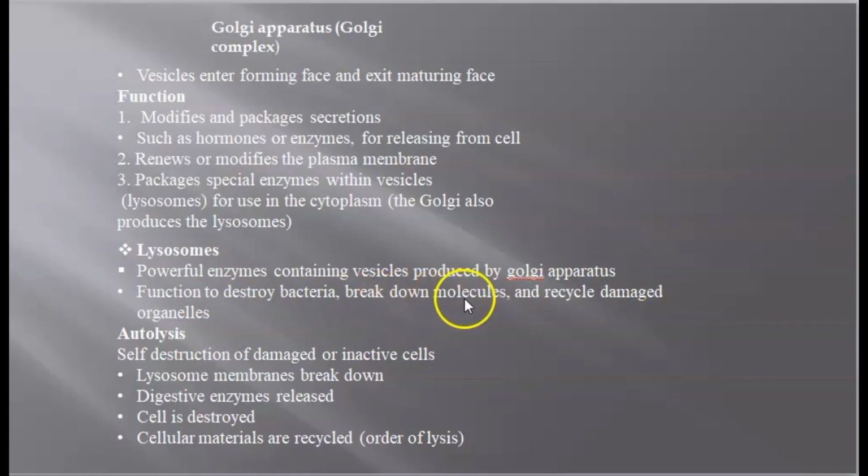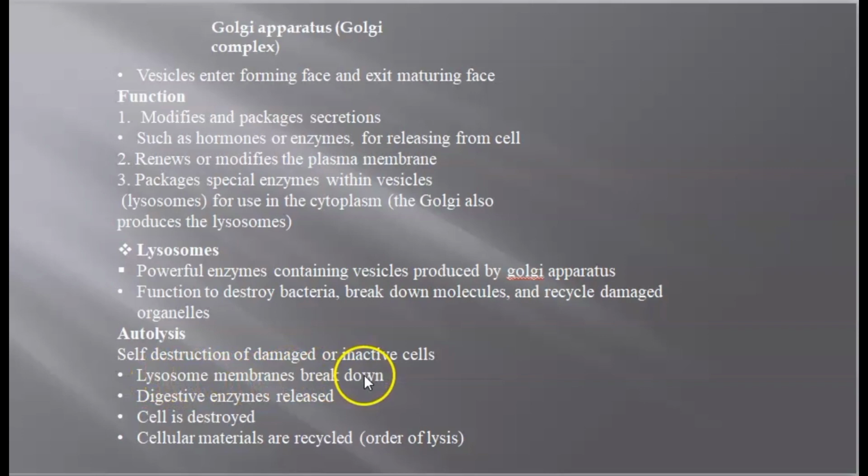So the organelles that are damaged need to be recycled. And it also has another powerful function, which is autolysis. This autolysis is the self-destruction of damaged or inactive cells. The cells that have been damaged due to injury and won't be able to survive again will automatically, on their own, commit suicide. It is a powerful enzyme that helps the cell commit suicide in order not to affect other cells. And that is what we refer to as what? Autolysis, as a function of this lysosome enzyme.